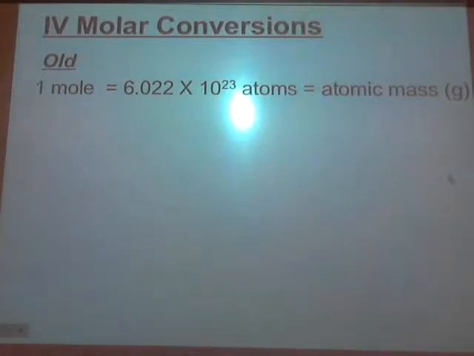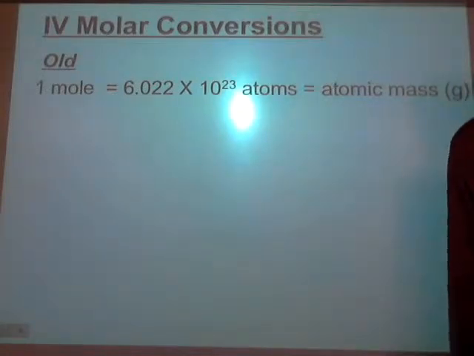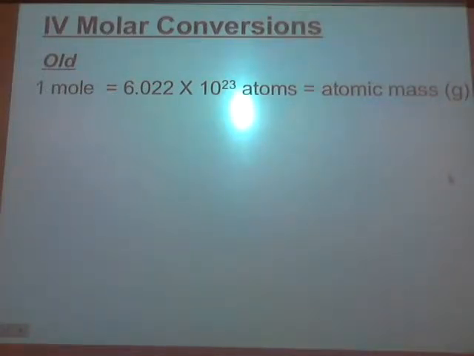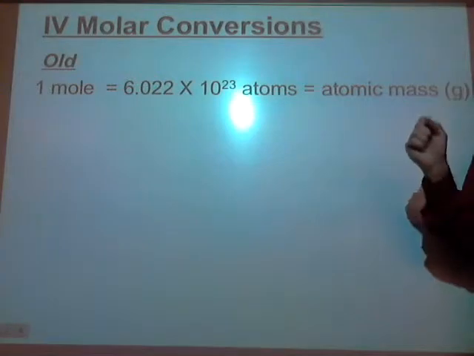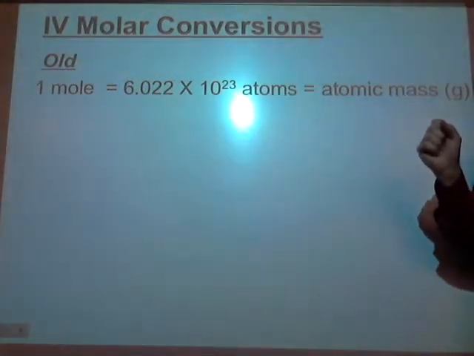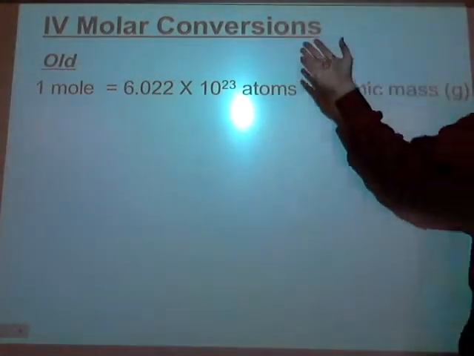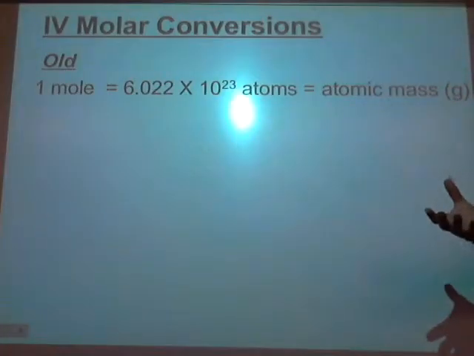So if I look at the periodic table, I can tell a few things just from the periodic table. All right? I know that 1 mole of carbon, for example, is going to weigh 12.011 grams, right? And I also know that's how many atoms it contains. So I can do conversions.